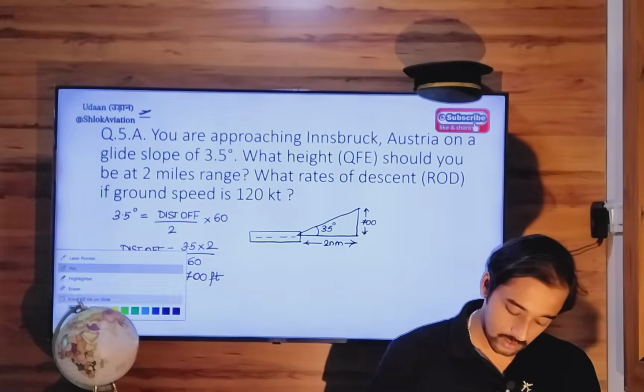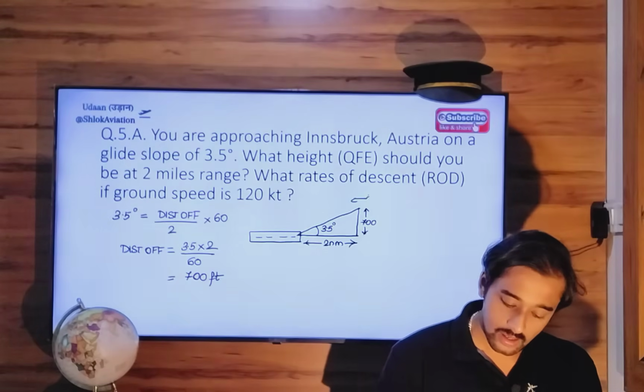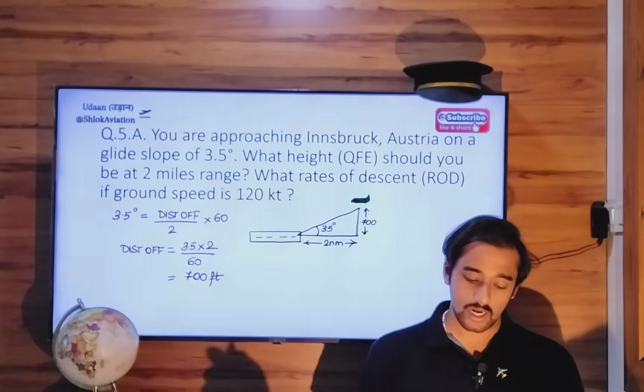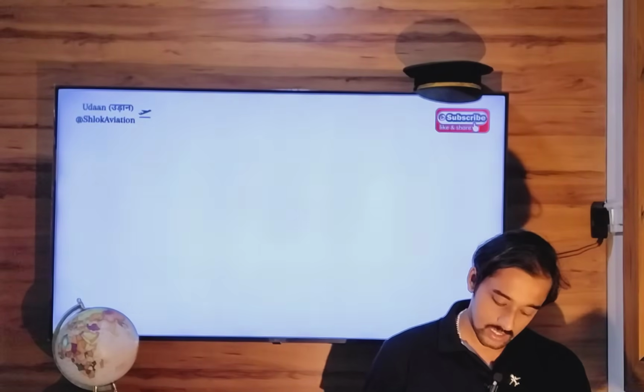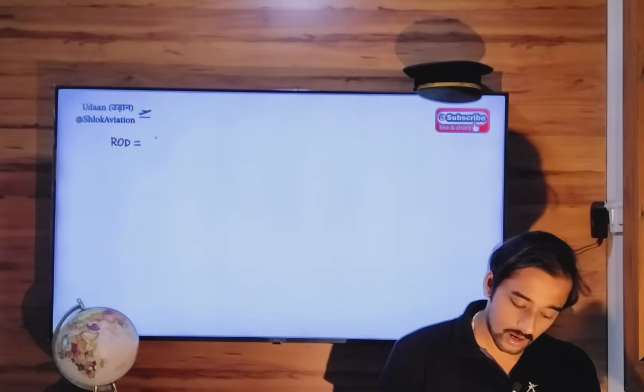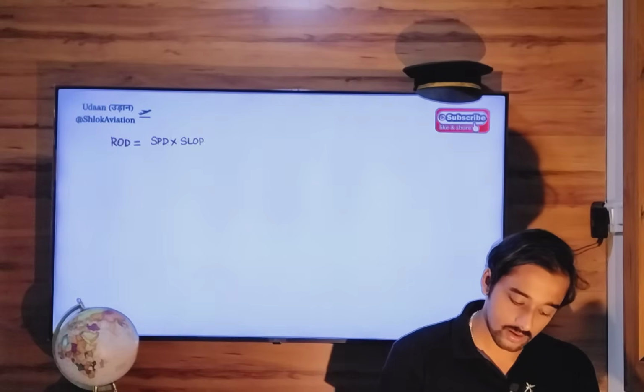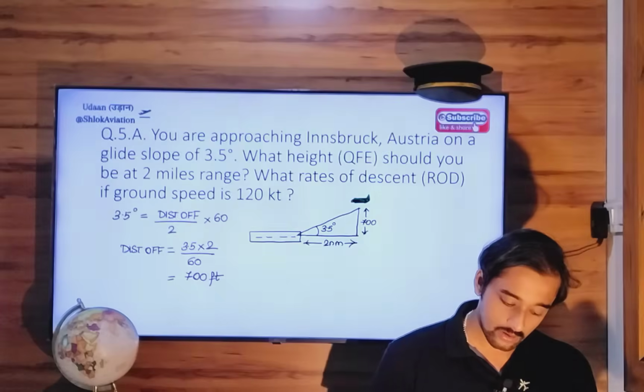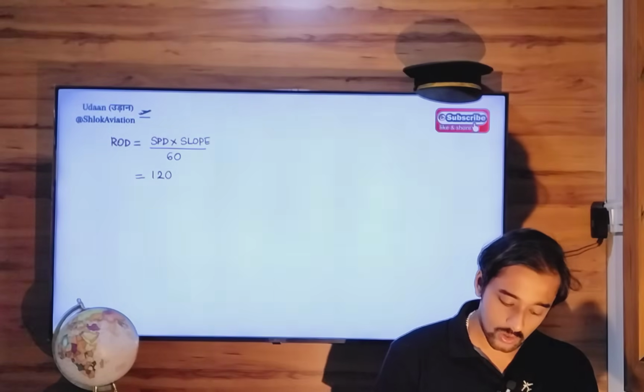Okay, simple. Next, rate of descent is how much? The rate of descent formula is rate of descent equals ground speed times glide slope, divided by 60. Speed is 120, slope is 3.5, divided by 60.